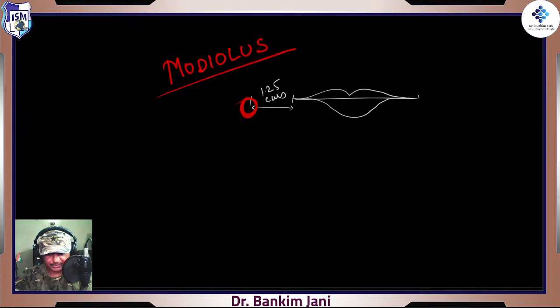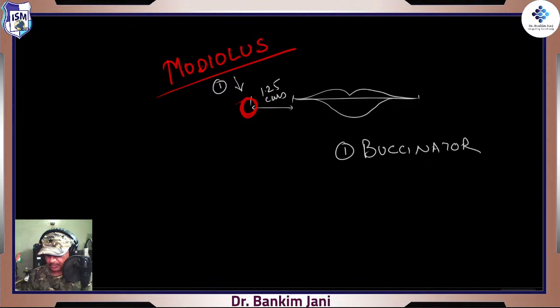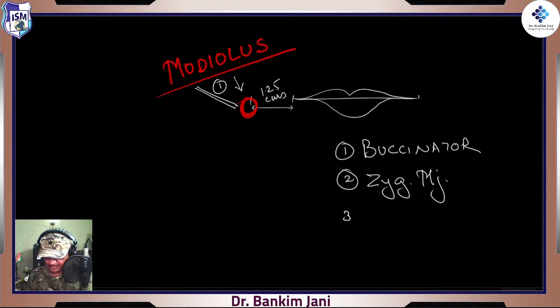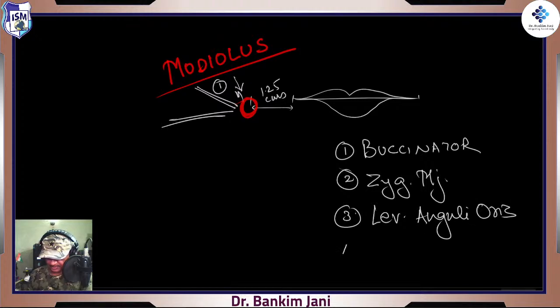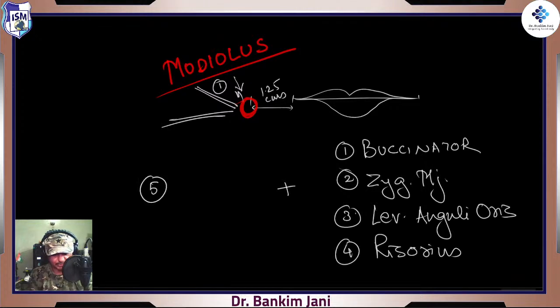This is the junction where five muscles will be coming. One, that deeper fiber which was coming, that was the buccinator. Then the second one, the zygomaticus major, that was coming over here. Then the third one, levator anguli oris, again at an angle, and the risorius. All these muscles were over here like this.